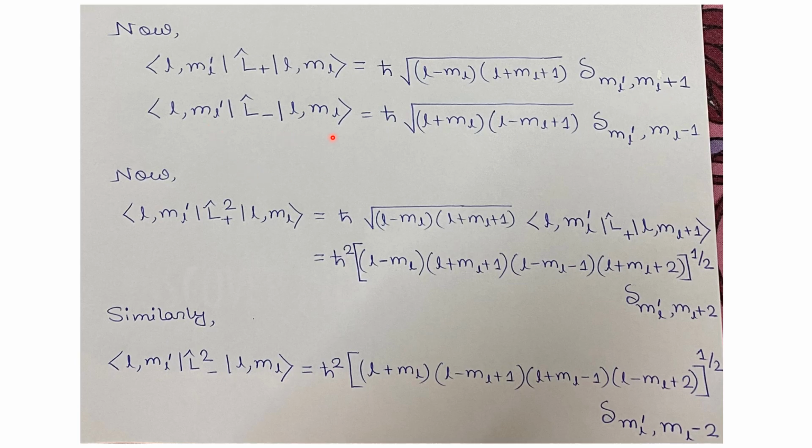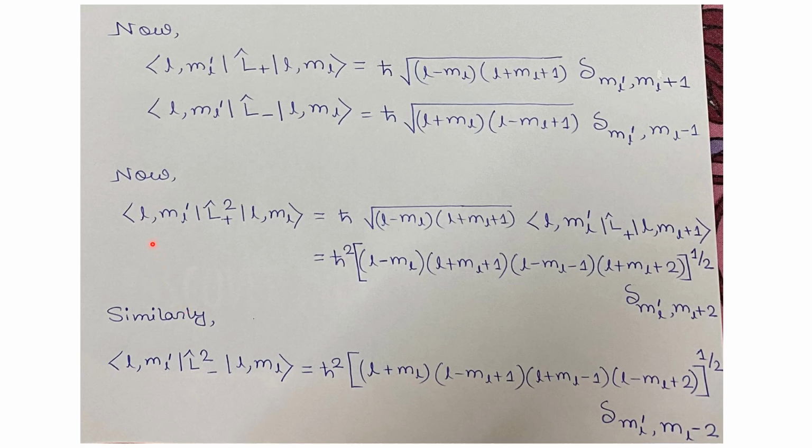Similarly, this matrix element, that is the L minus cap operator sandwiched between these two states <l, ml dash| and |l, ml>, will give ħ times root over (l plus ml) times (l minus ml plus 1) times this delta function, delta of ml dash, ml minus 1.